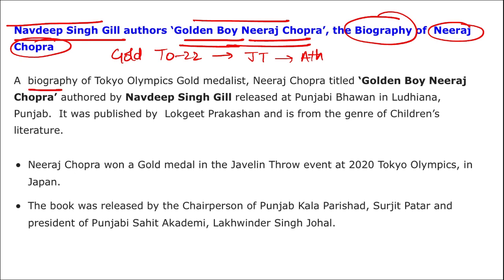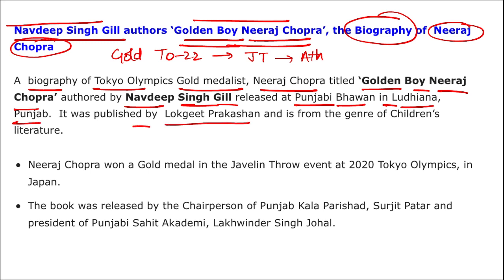Alright. The biography of Tokyo Olympics gold medalist Neeraj Chopra, titled Golden Boy Neeraj Chopra, authored by Navdeep Singh Gill, released at Punjabi Bhavan in Ludhiana, Punjab. It was published by Lokgit Prakashan and is from the genre of children literature. Alright, it is children literature, Golden Boy Neeraj Chopra, authored by Navdeep Singh Gill. You need to know this only. This is the highlight of the particular question.